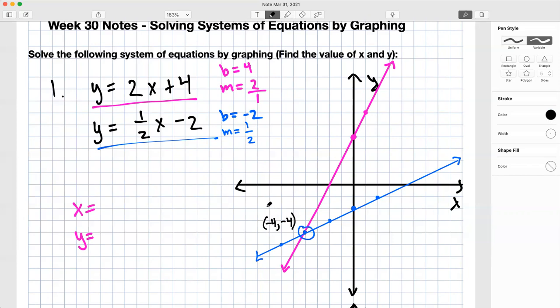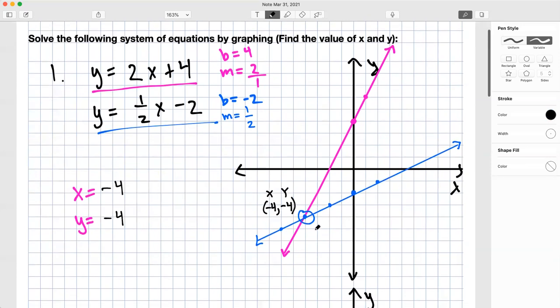So remember, guys, this is the x coordinate and this is the y coordinate. And since our intersection point is (-4, -4), that means the value of x is -4 and the value of y is -4 as the solutions to the system of equations. So this system has been solved. The answer is right where the two graphs intersect.